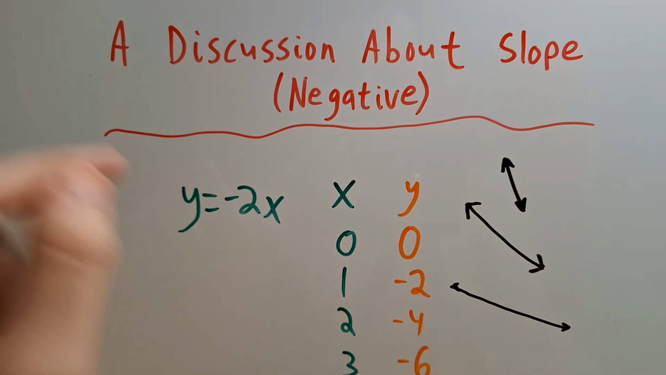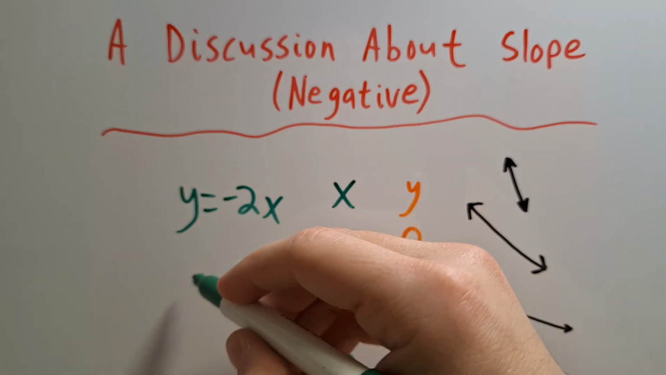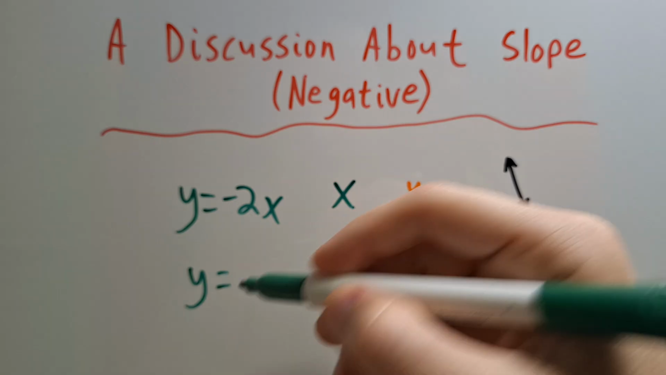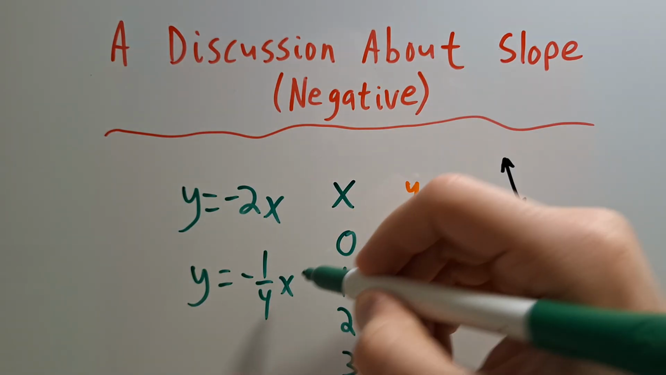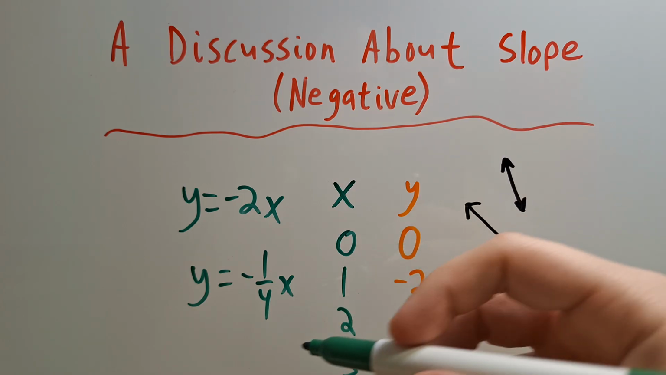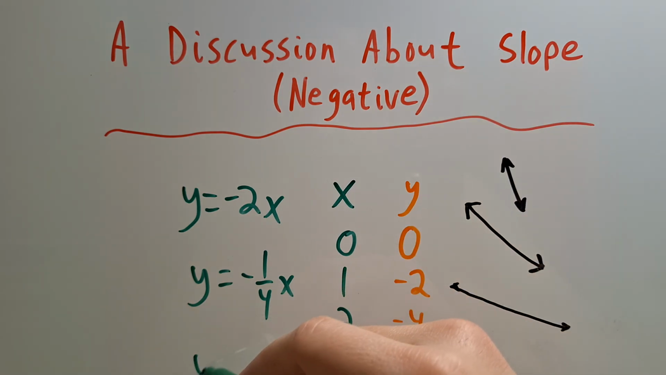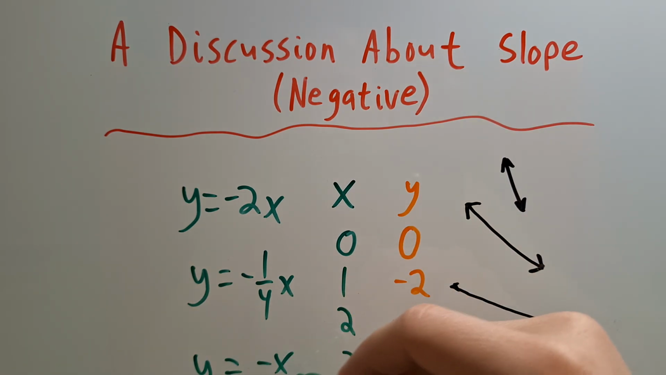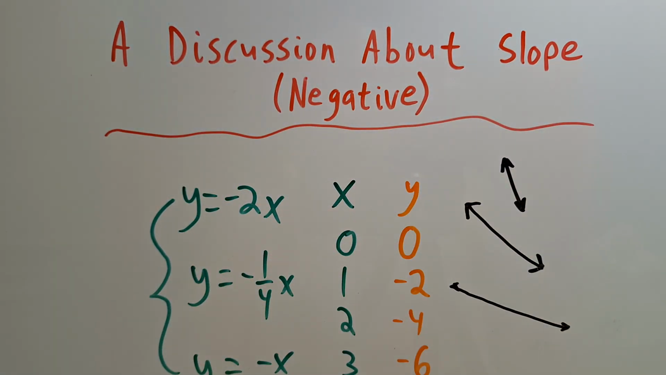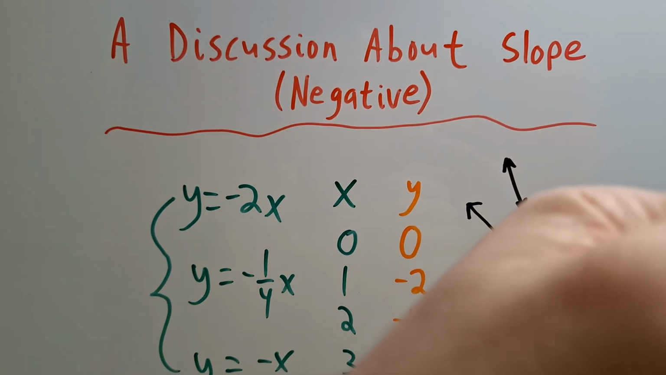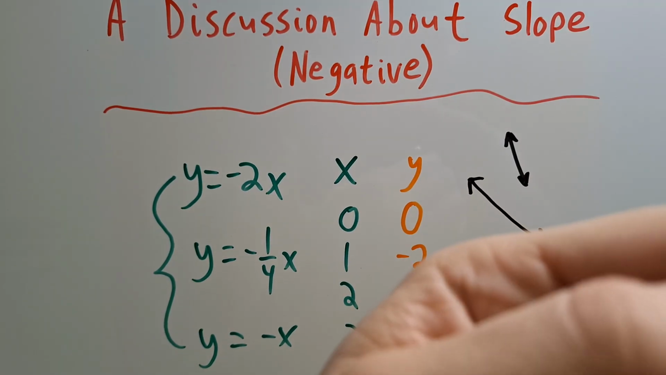Other examples of negative slopes can be if we had a fraction, like negative 1/4 x. That's another example. One more would be y equals negative x. These are all examples of negative slope. Move this down just a bit.